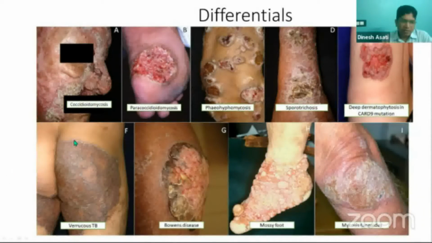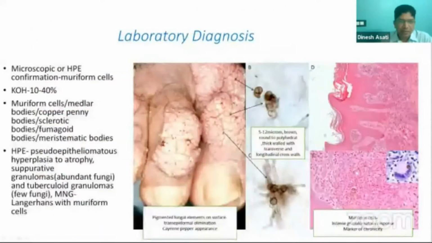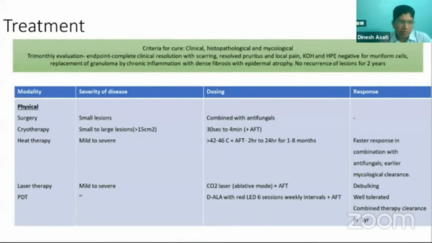Like here, we can see verrucous tuberculosis. This is actually the hypertrophic variety of lupus vulgaris, and it is looking almost like what we are seeing in other lesions. So there are various differentials, and we have to confirm before we start treatment. We do KOH, we expect muriform cells there, and definitely subject it to histopathology as well. Sometimes it responds to antifungal treatment. Sometimes we have to do some destructive measures also, like carbon dioxide laser, cryotherapy, heat therapy, all those things.